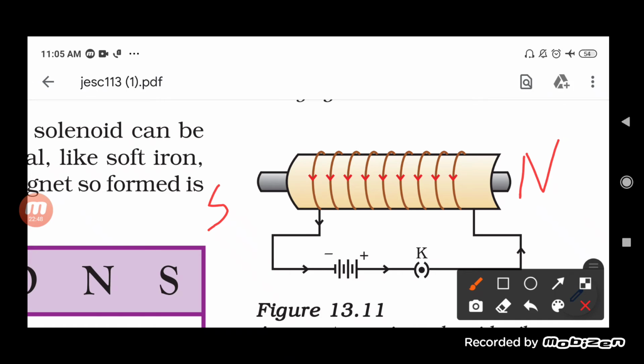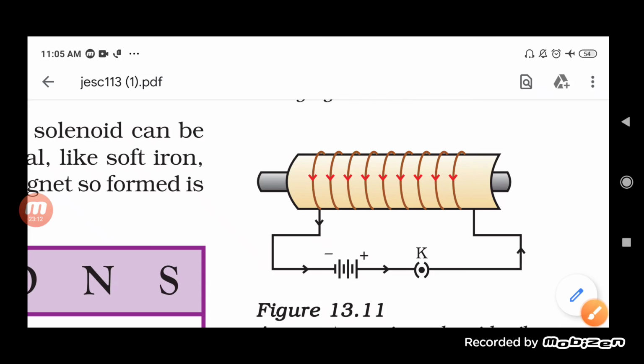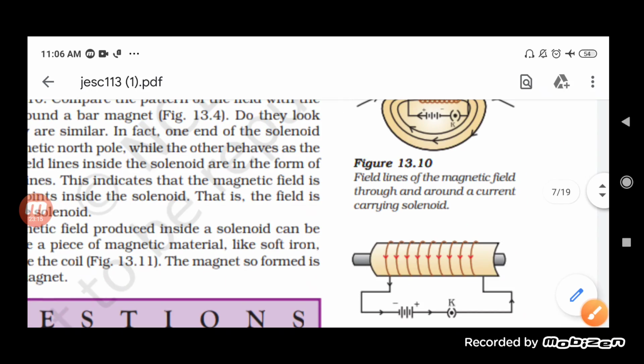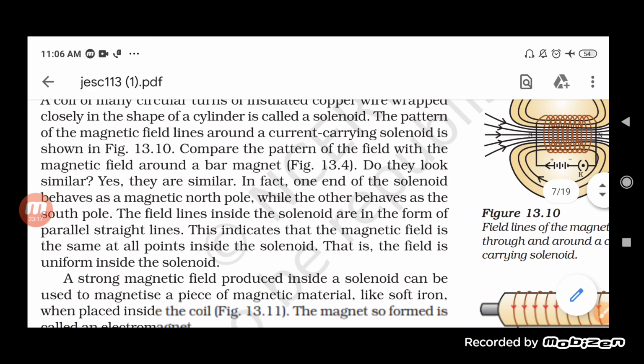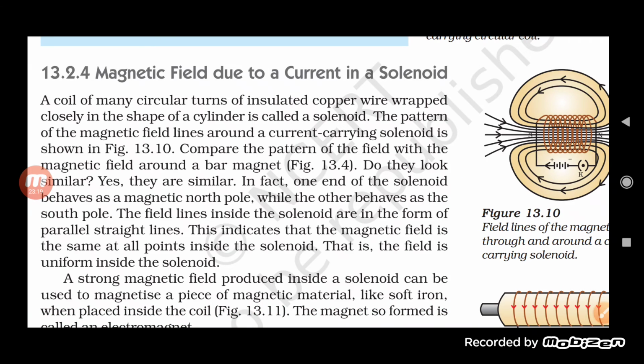So since there is a formation of two poles, the face of the loop behaves like a south pole if the current is flowing clockwise, and the face of the loop behaves like a north pole if the current is moving anti-clockwise. So it behaves like a south pole or a north pole, due to which we can say that it actually behaves like a bar magnet consisting of two faces. Okay, so the solenoid behaves like a bar magnet.